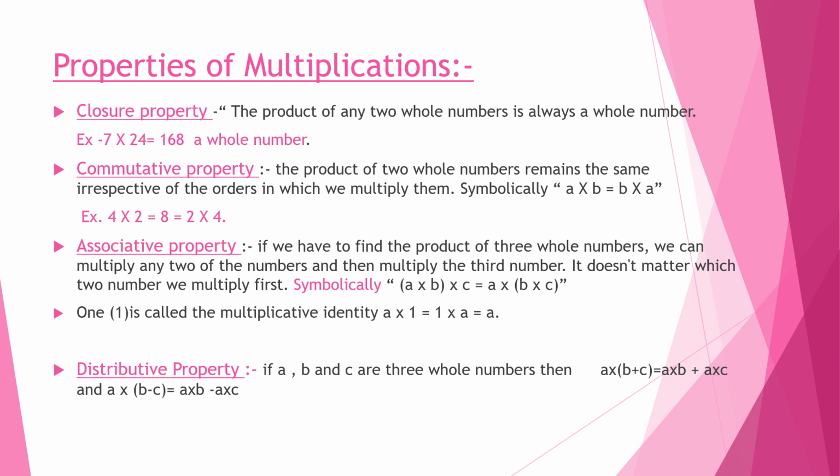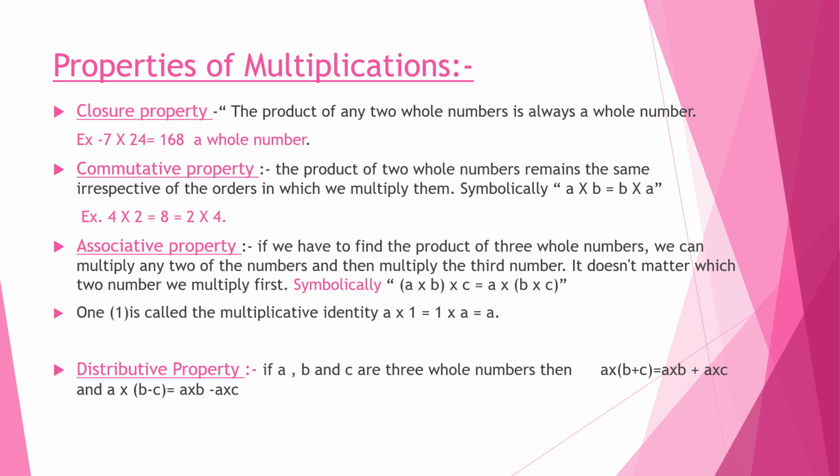Symbolically, A into B, if they are multiplied first and the product is multiplied with C, the answer will be same when B and C are multiplied at first and their product is multiplied with A. One is called the multiplicative identity because if 1 is multiplied with any number, the number remains the same.